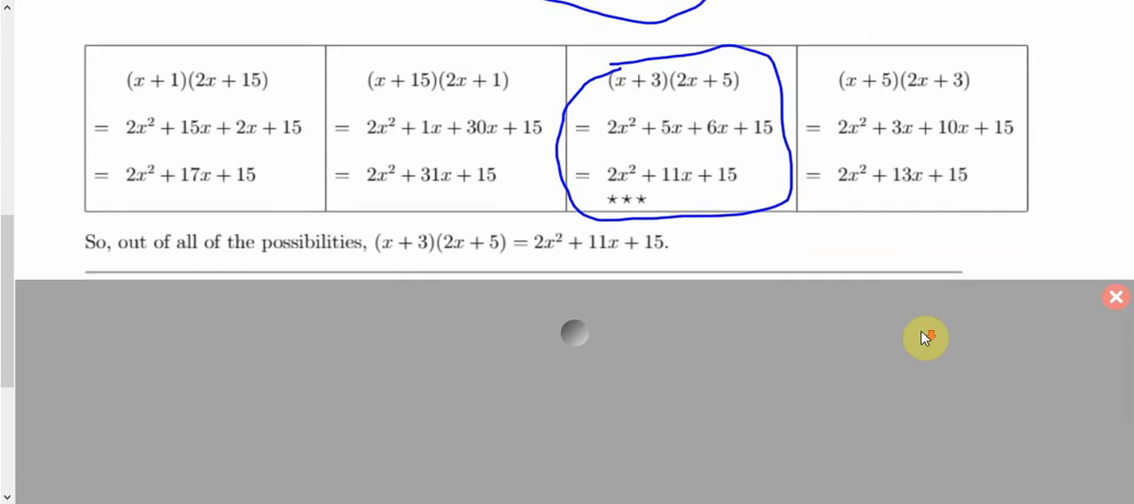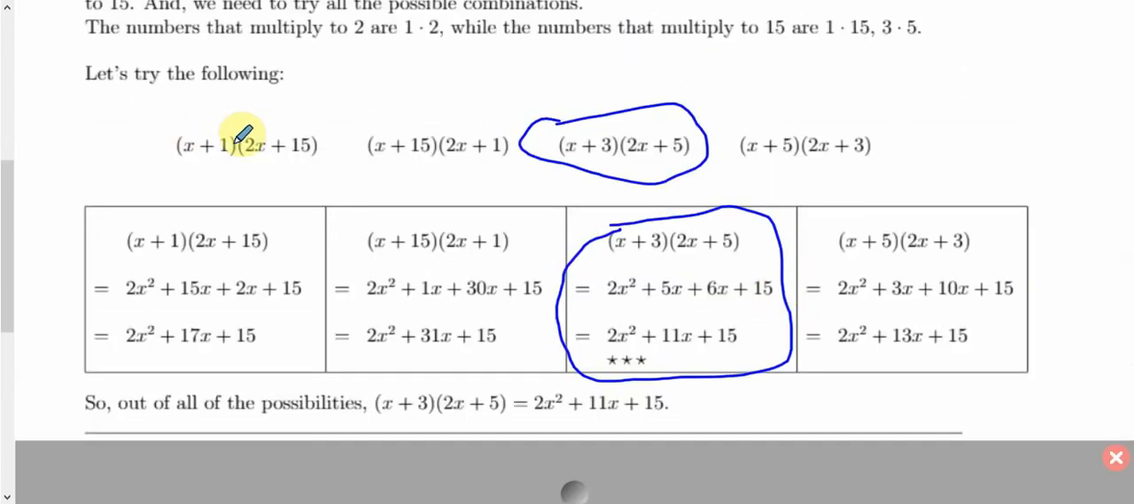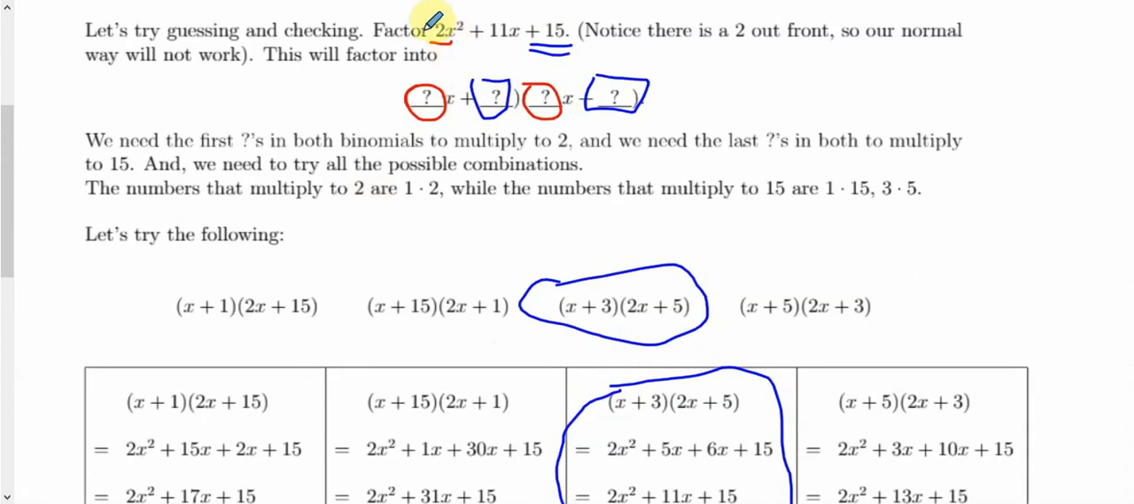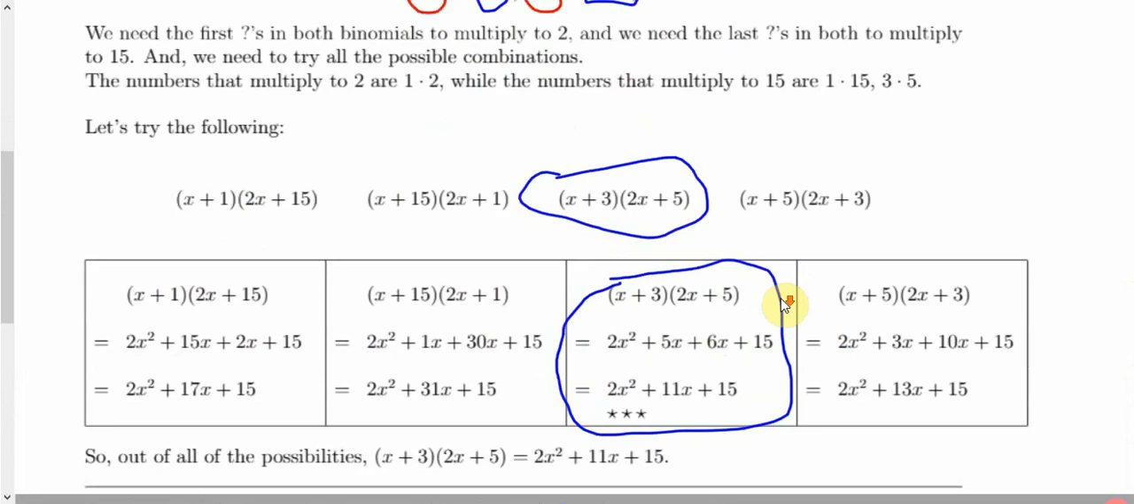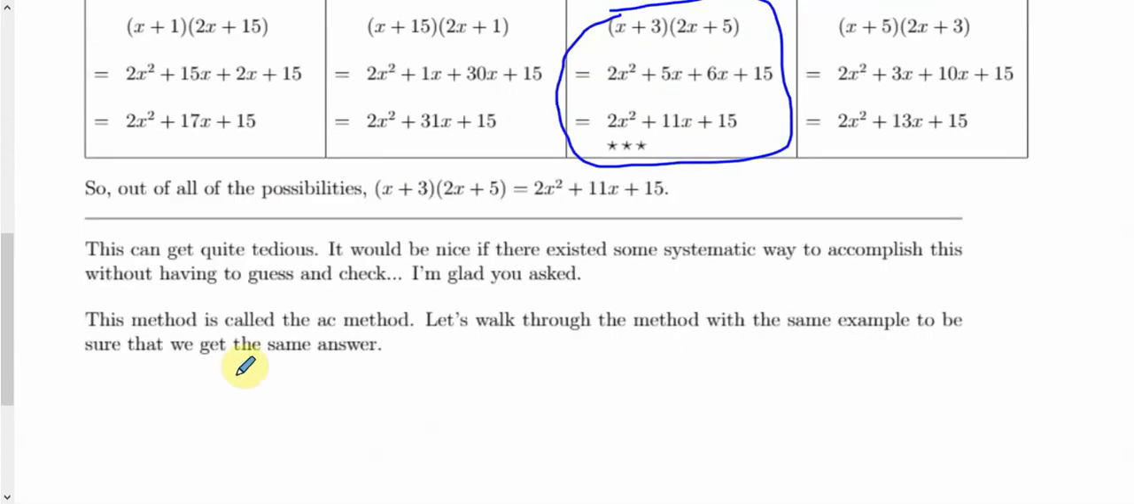You can find it and work very hard and think through all the possibilities of things that will multiply to give you a 2 and all the things that would multiply to give you a 15. But if these numbers have more factors that could multiply to them, this is going to get really messy, and you're going to end up with a lot of things to guess and check. So it would be really nice if there was some systematic method to do this, and there are a few that exist. I'm going to show you one called the AC method.